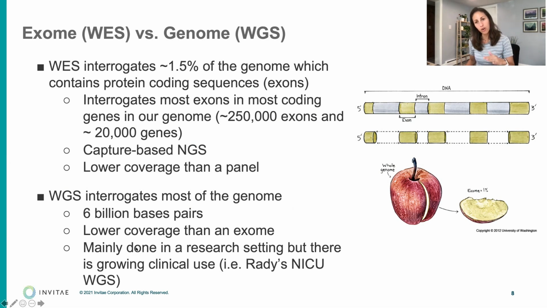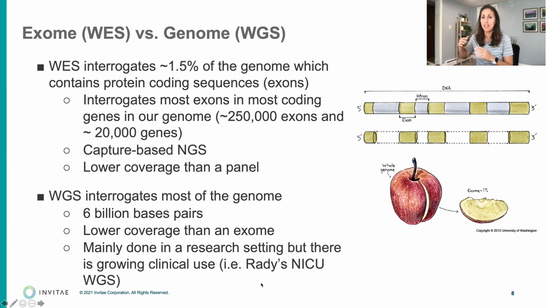It tends to be lower coverage because you're covering so much of the genome that just to be able to store the data and analyze the data, you tend to have a little bit less coverage, which just means it's not quite as sensitive in finding certain types of variants. But because you're sequencing so much more that we don't really understand yet, this is mostly done on a research basis, but it's increasingly being done in the clinical lab. So Rady's NICU program uses a genome.